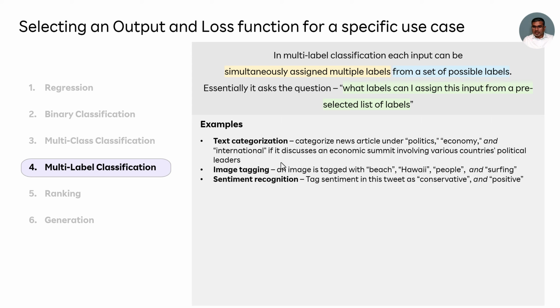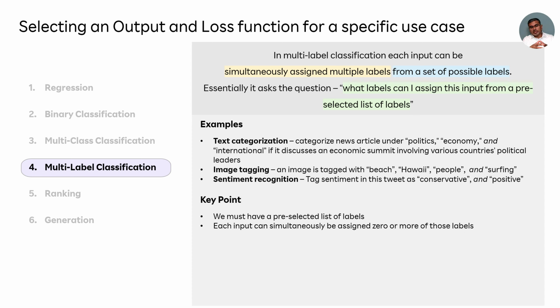Sentiment recognition, you'd like to take a tweet and basically say it is conservative as well as positive. Those are the two labels that you'd like to apply to it. The key takeaway here is that you have to have a pre-selected list of labels, one or more labels. Each input that you're feeding in can simultaneously be assigned zero or more of those labels. Why zero? Because it's quite possible that it does not fit into any of these labels. And it can be assigned all the labels too. That's why it's called multi-label classification.